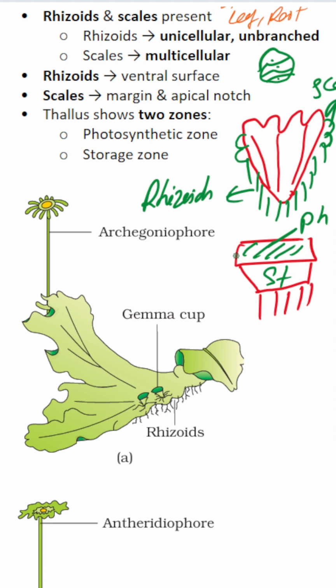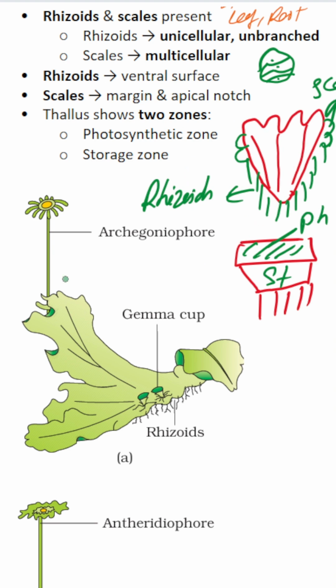Having two zones, the upper zone is for photosynthesis, which is very green in color, and the lower zone is white in color because it helps in storage. And these are the rhizoids present on the ventral surface, whereas the dorsal surface faces towards the sunlight to prepare food. Got it? So this is what the plant body of the liverworts looks like.